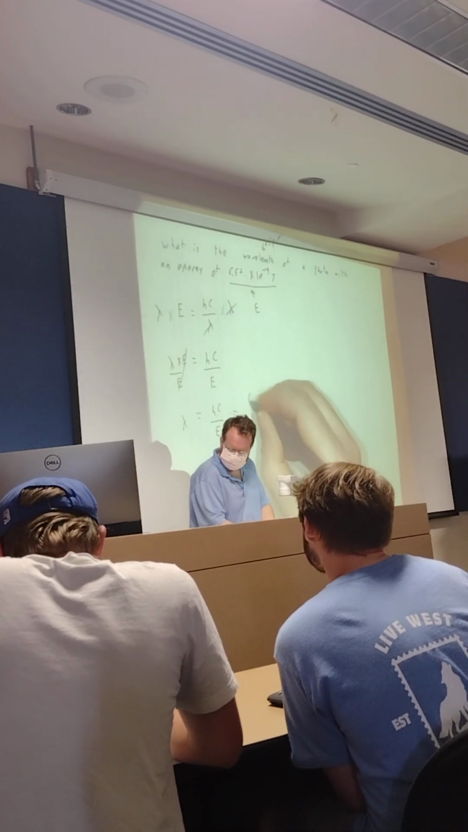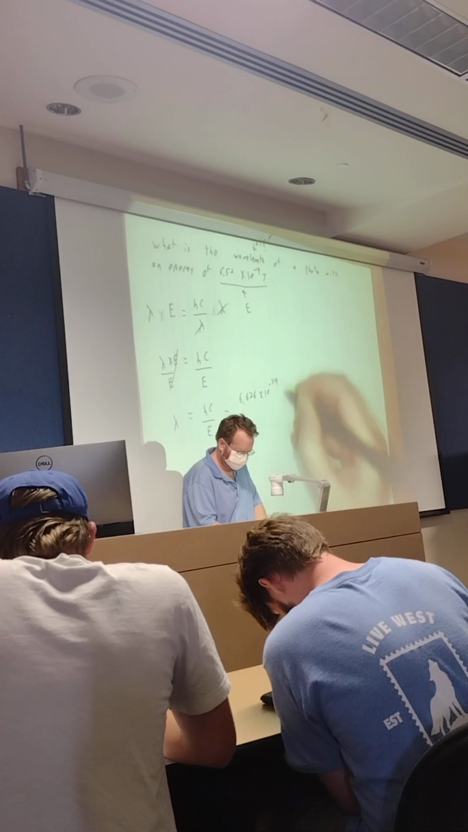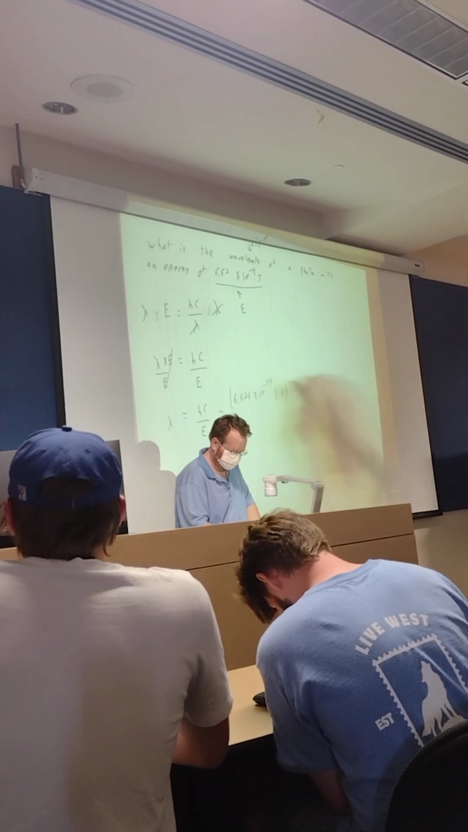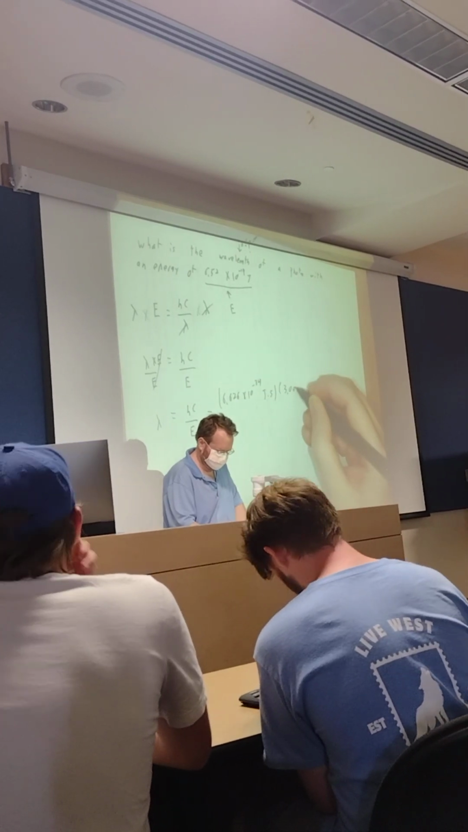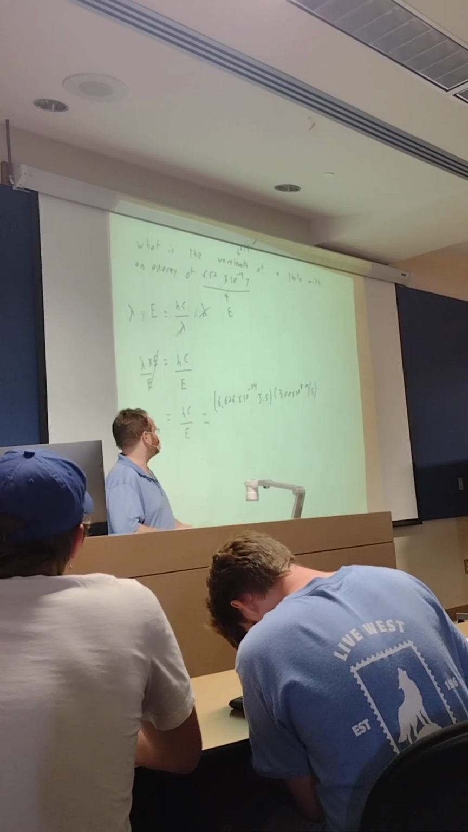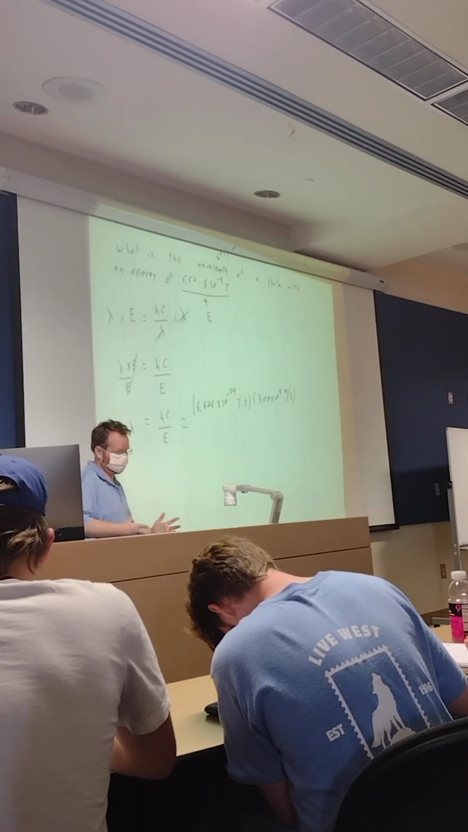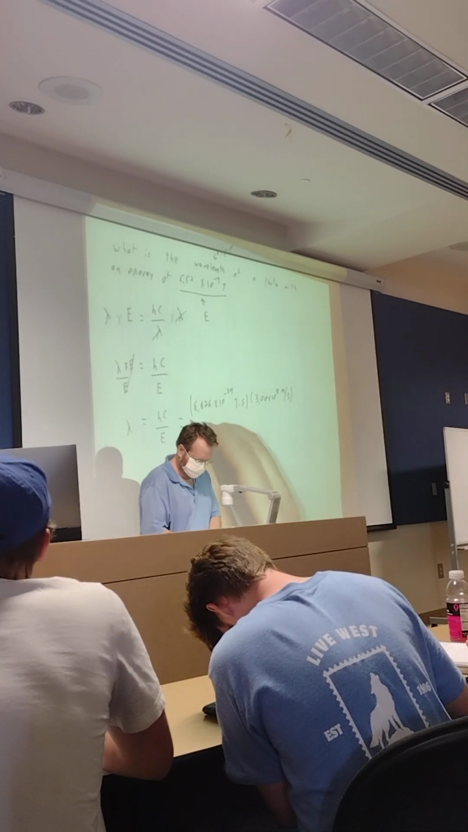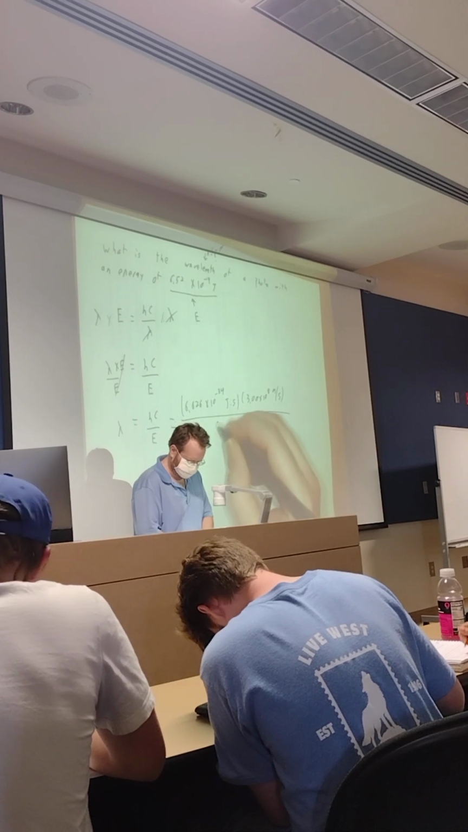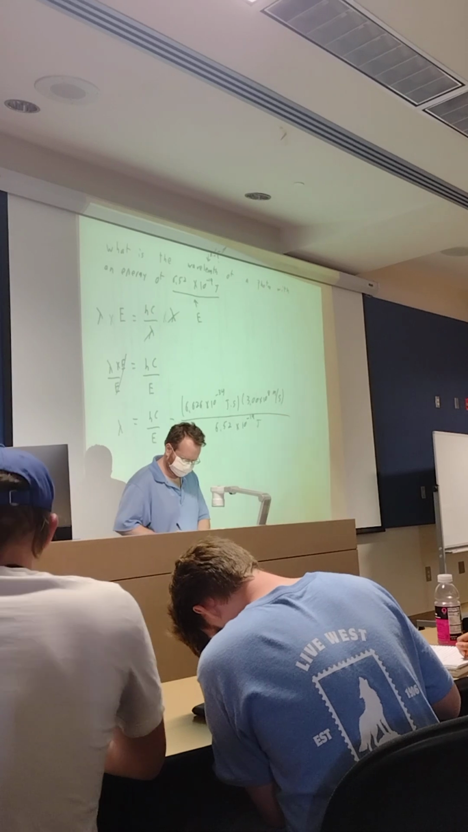So this is 6.626 times 10 to the negative 34th joules times seconds. The speed of light is 3 times 10 to the 8th meters per second. Reminder, these are both constants. They're both given to you on your useful information sheet you have in front of your quizzes and you'll have on your test. And then the energy was given to us in the problem. It was 6.52 times 10 to the negative 19th joules.